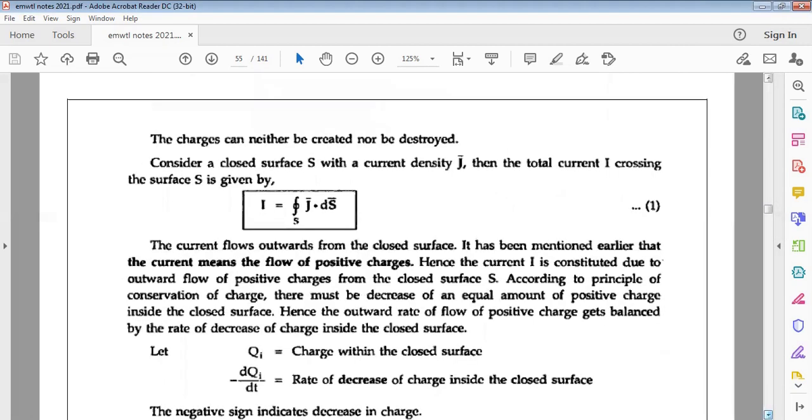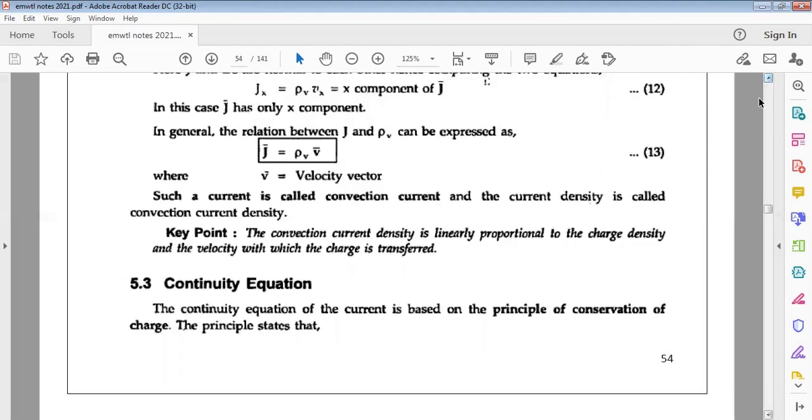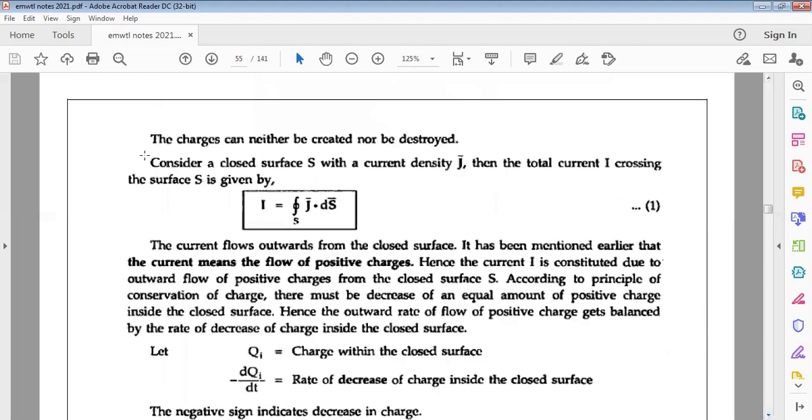This principle states that charges can neither be created nor be destroyed. Consider a closed surface S with current density J bar. The total current I crossing the surface is given by I is equal to integral J bar dot ds bar. This is the relation between the current and current density.